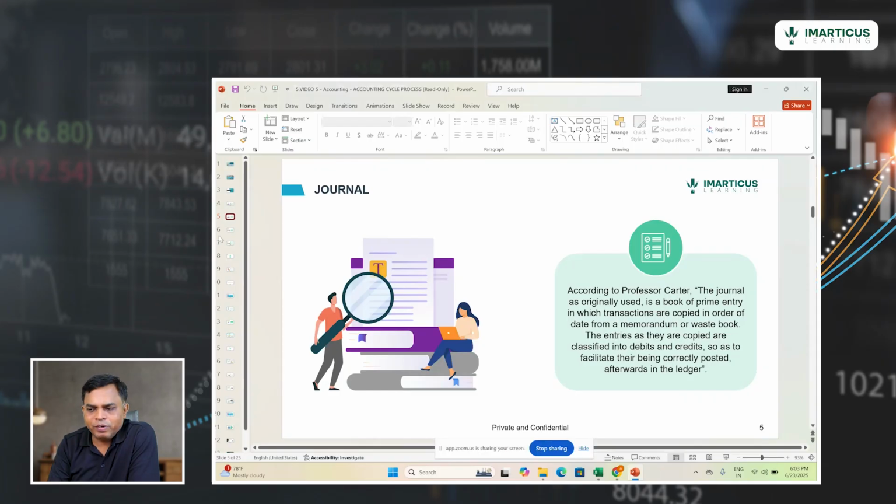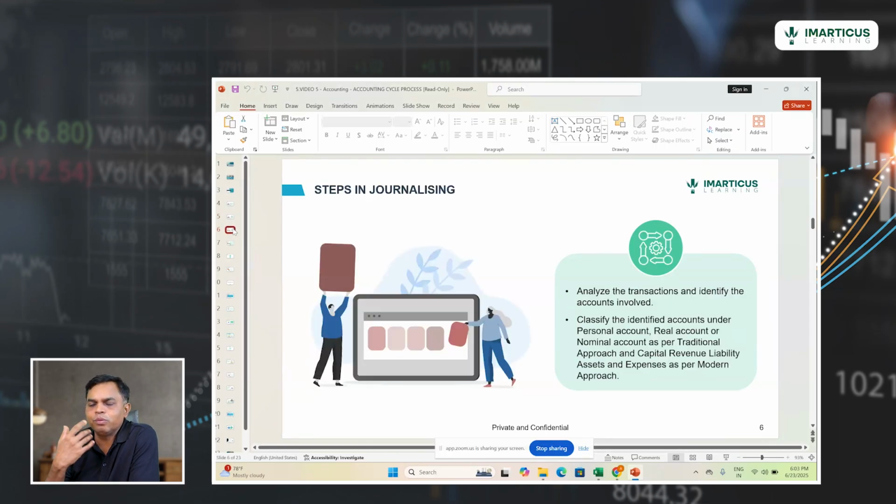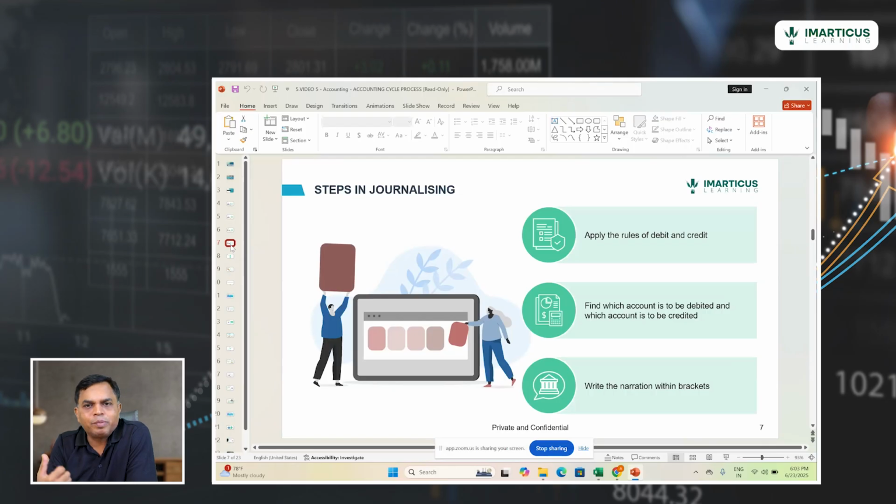So the first activity over there is a journal. So basically what we are doing is recording this transaction by using journal entries. How the journal entry is prepared is you need to see what is the account that is getting affected, what is the debit effect and what is the credit effect. Then you need to understand whether the account is a personal account or a real account or a nominal account. Then apply this debit and credit concept to the accounts and prepare the transactions.